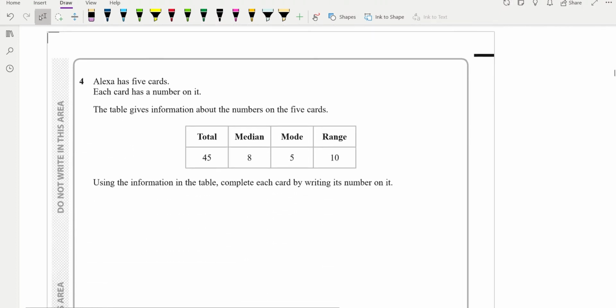Now we can move to question number 4. Question number 4 says Alexa has 5 cards. Each card has a number on it. The table gives information about the numbers on the 5 cards. Total is 45, median is 8, mode is 5, and range is 10. Using the information in the table, complete each card by writing its number on it.